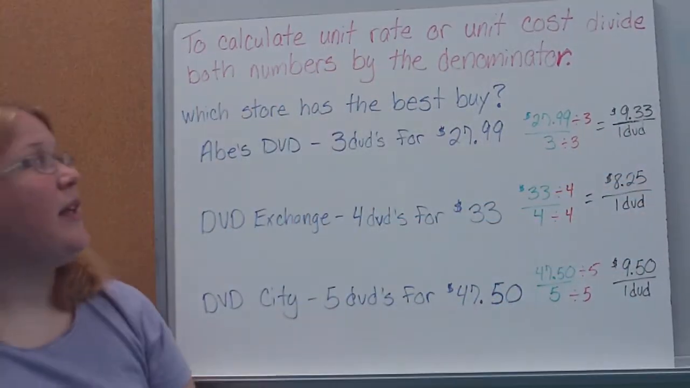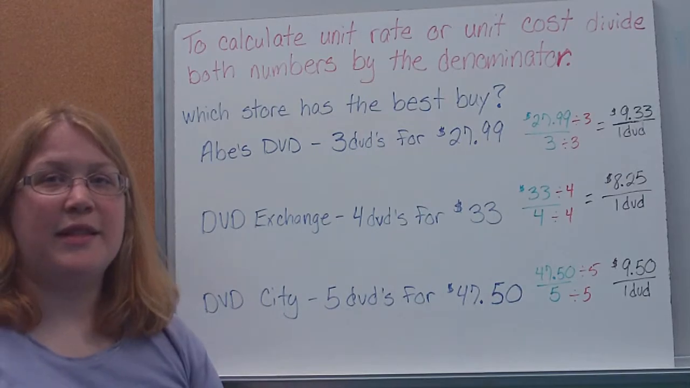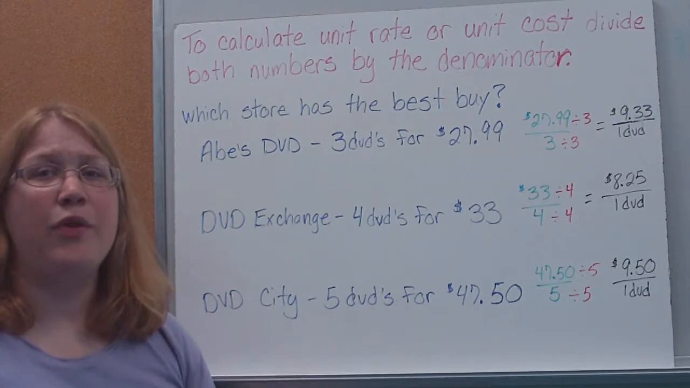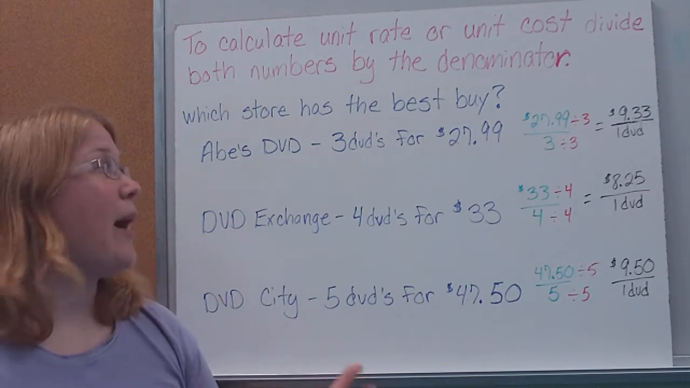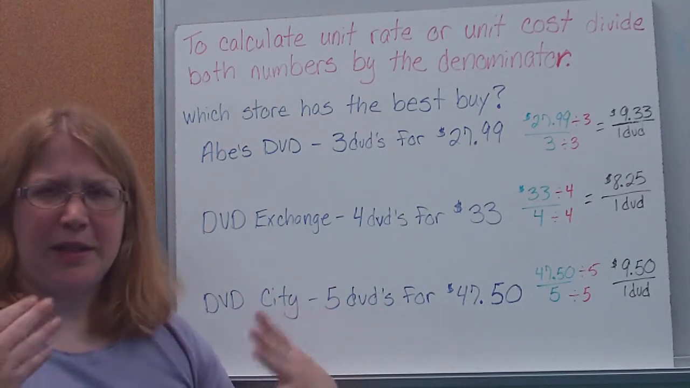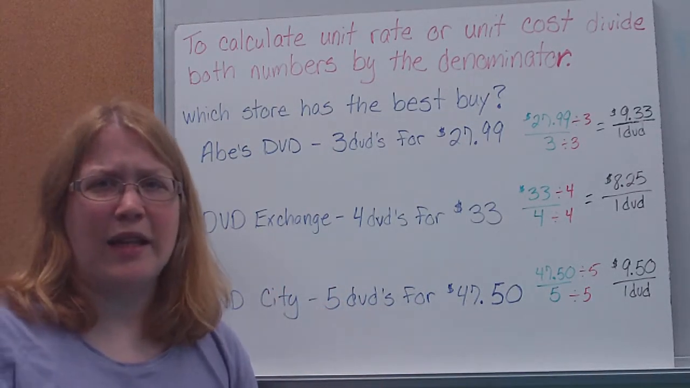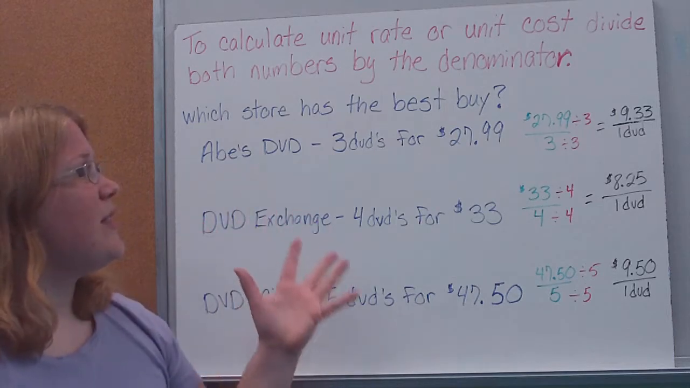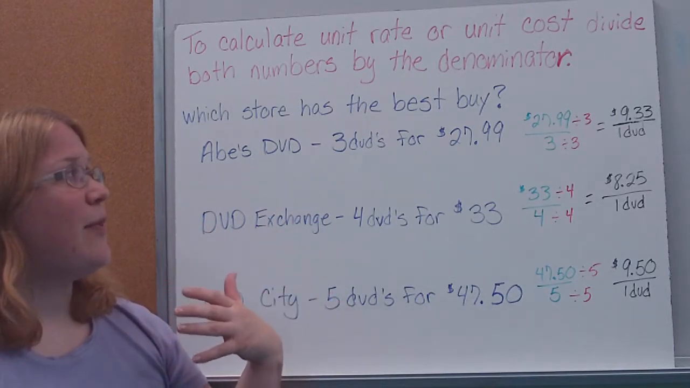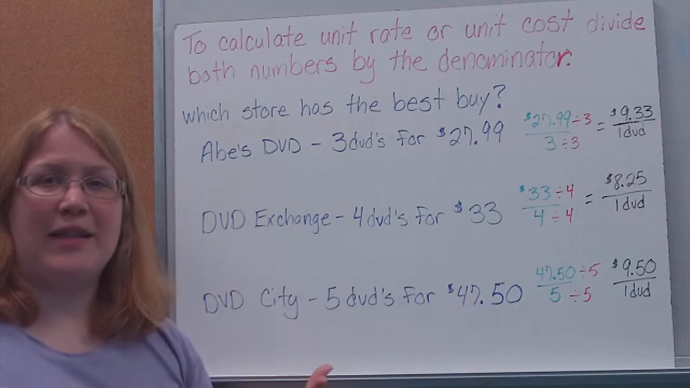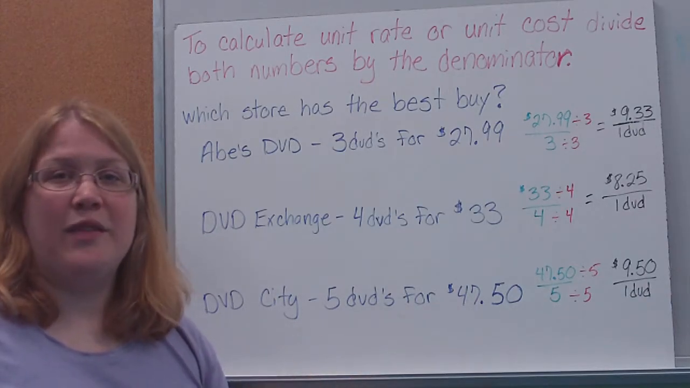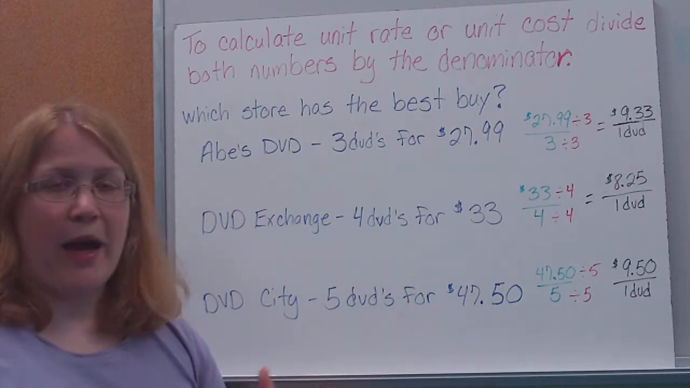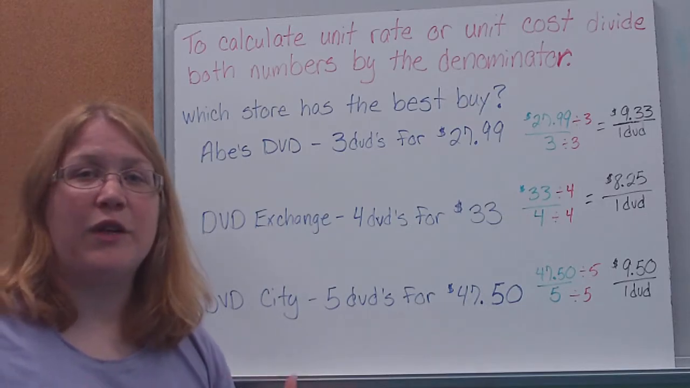So here, to calculate our unit rate or our unit cost, it's nice and simple. All I have to do is divide both numbers by my bottom number. And I'm going to call it my denominator because I'm going to set these up in fraction form. That's the way I like to write my ratios. So this is my example board here. So for example, this is a question where I'm asking you, what is the best buy? Meaning, which one gives me the cheapest buy? Which one is costing me the least amount for each DVD?